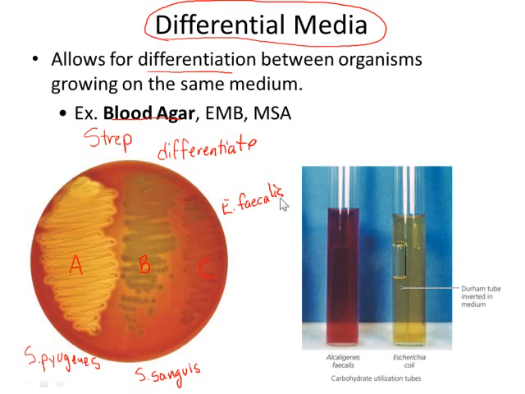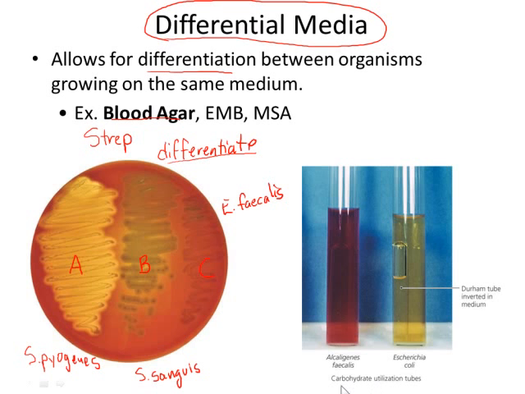Now, Professor Weber, how do you know that those 3 bacteria are represented by A, B, and C? Because I know what Strep pyogenes looks like on this plate. It breaks down all the blood. I know what Strep sanguis looks like on this plate. It only partially breaks down the blood. And I know what Enterococcus looks like on the plate. Why? Because Enterococcus can't break down the blood. So I can distinguish amongst similar bacteria based on their appearance on differential media.